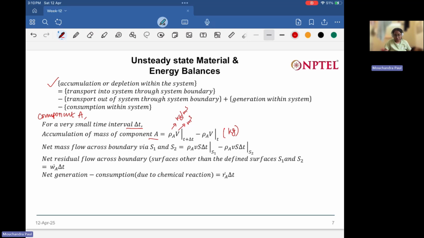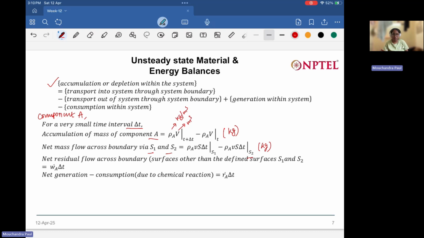Now mass flow is there, and there are two defined boundaries, S1 and S2, as I showed you previously. So what is the net mass flow? Whatever mass is going inside through S1 minus the mass coming out through the surface area S2. The terms will again be rho A, the density, times v, the velocity at which the material is flowing, times S, the surface area, and delta t is the time. Here also the net dimension, if you calculate, will come out to be kg, or mass.